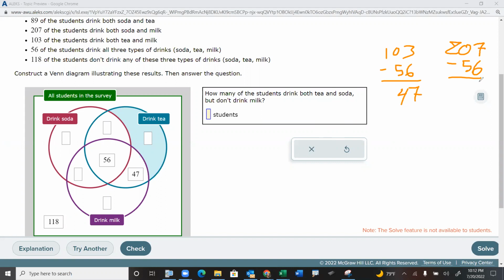Never tried that. Okay, and we get 151. All right.